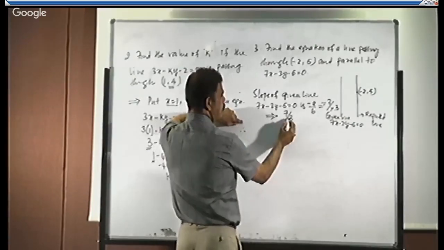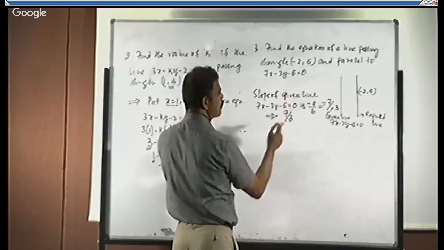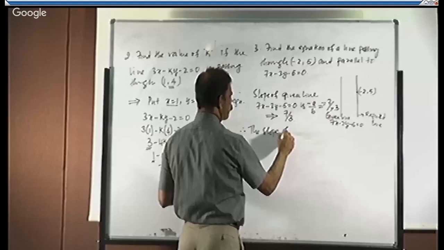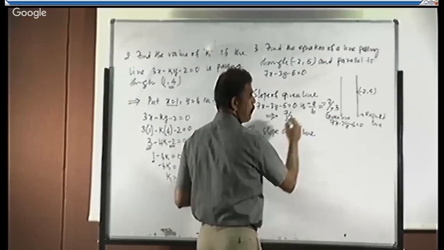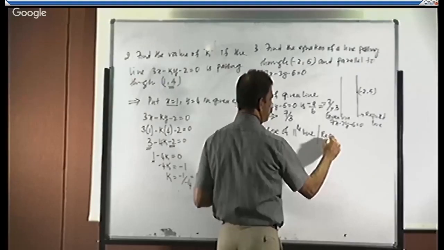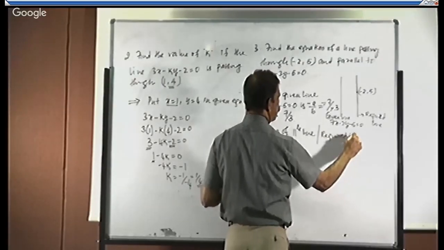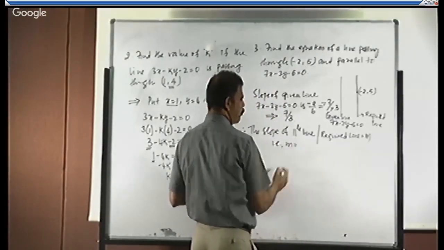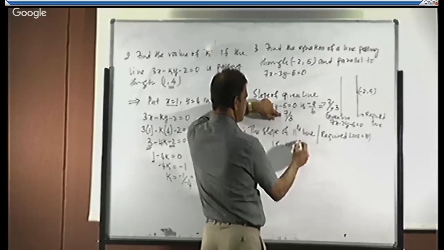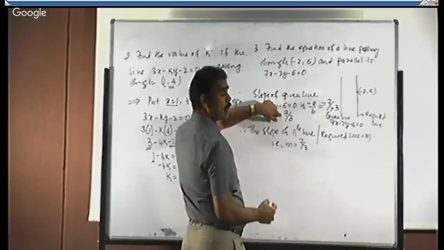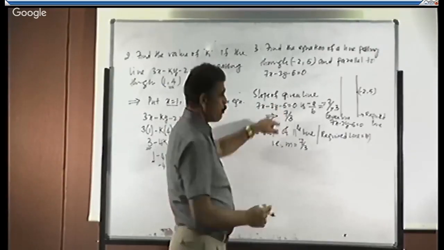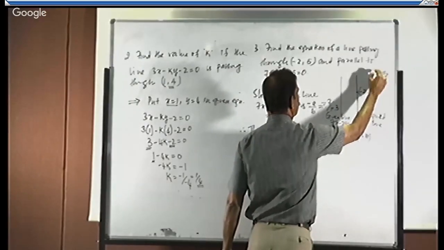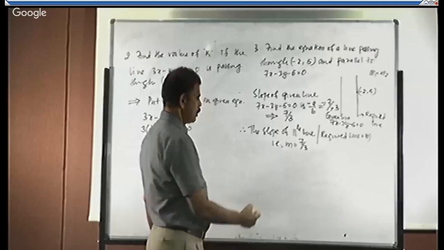Therefore, with this, we can get the slope of the required line. The slope of the parallel line, or required line, is m. What is m? We have to take the same thing as we got for the given line. Why? Parallel lines have the same slope. M1 is equal to M2. For parallel lines, slopes are the same.